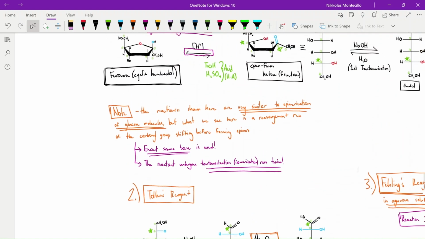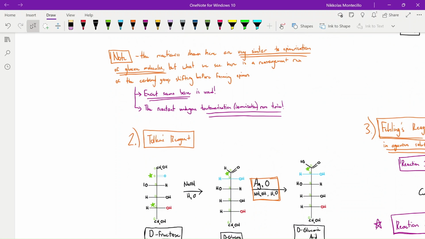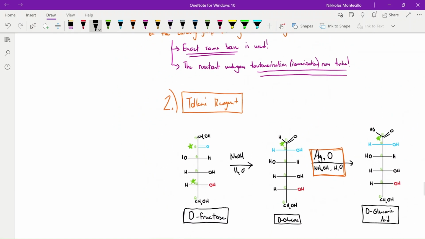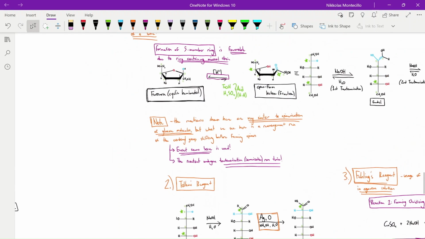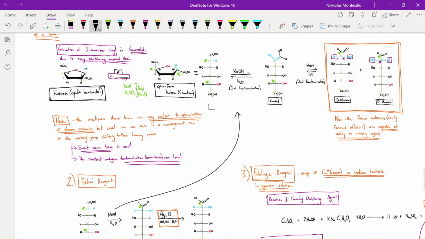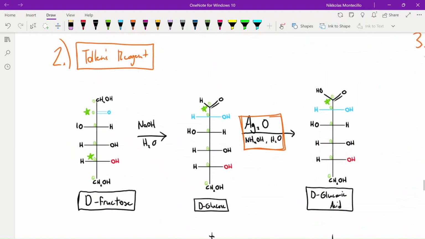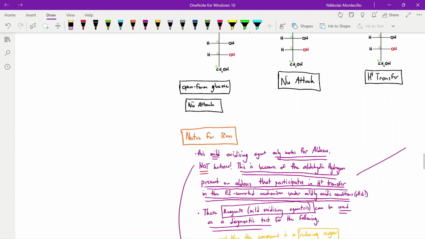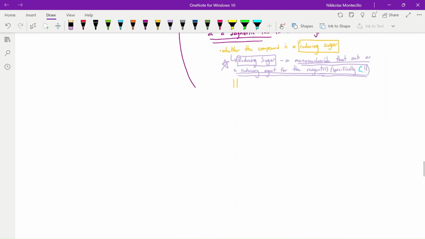So we see here that in this reaction, the first step is the conversion of D-fructose to D-glucose using the method that I just described earlier. Essentially this entire process, right?